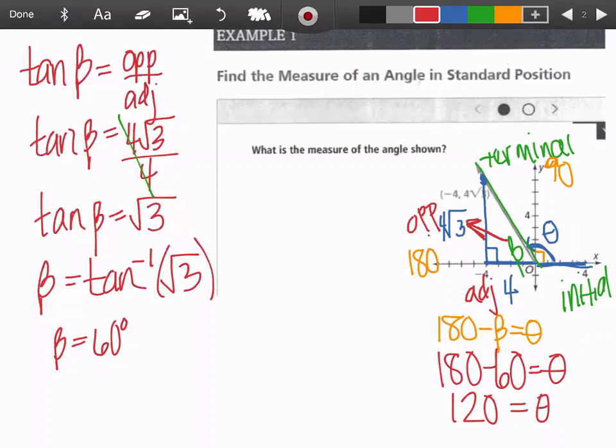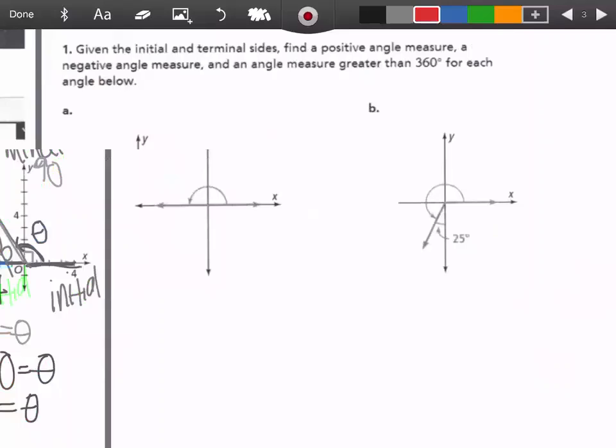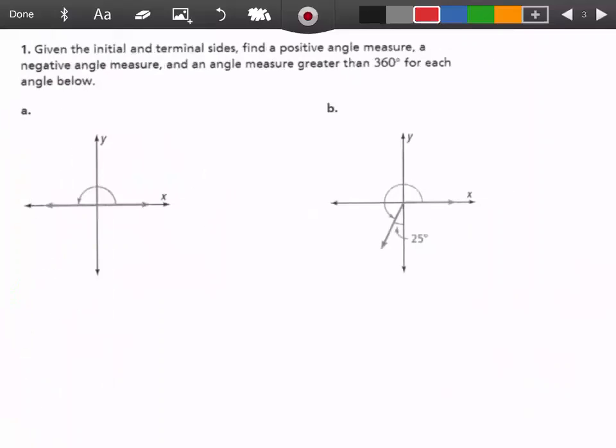So now we're going to go over another example. Given the initial and the terminal sides, we need to find a positive angle measure, a negative angle measure, and an angle measure greater than 360 for the angles below. So you guys are going to do this one on your own. We're going to do part B together.